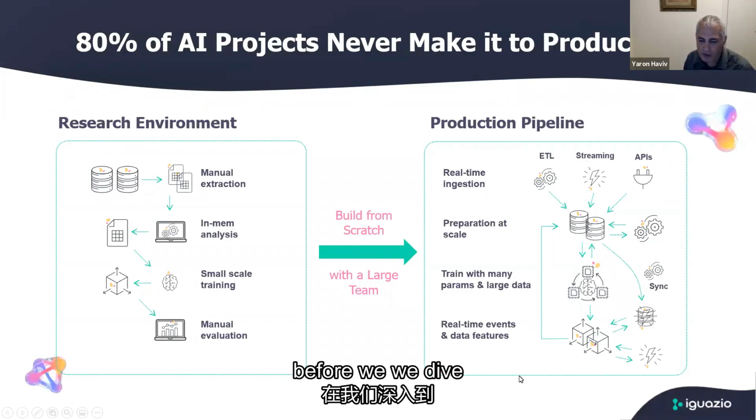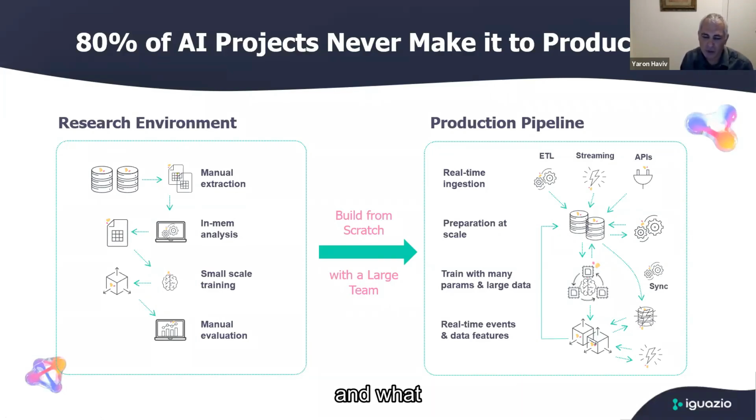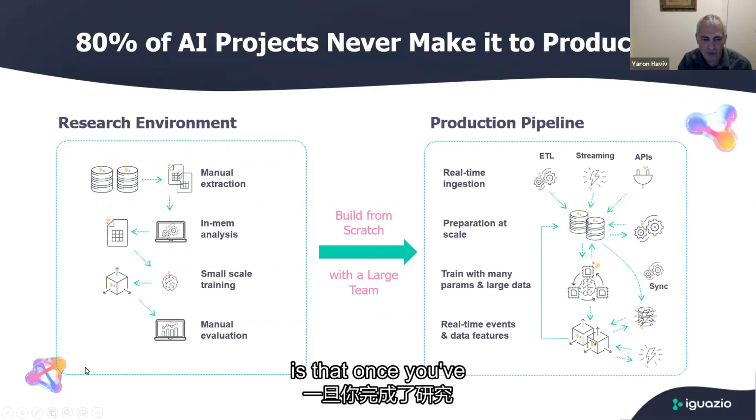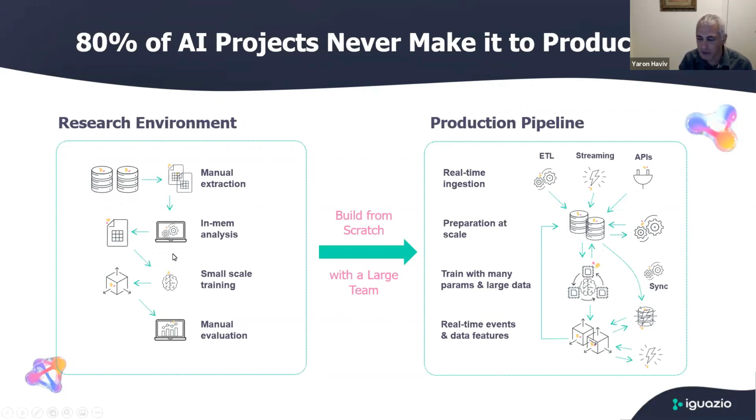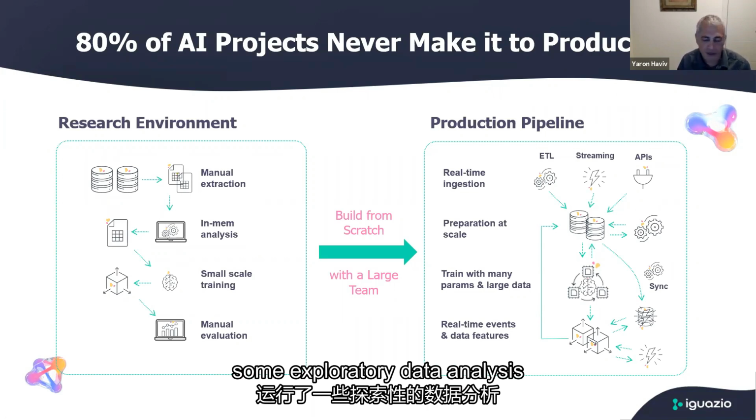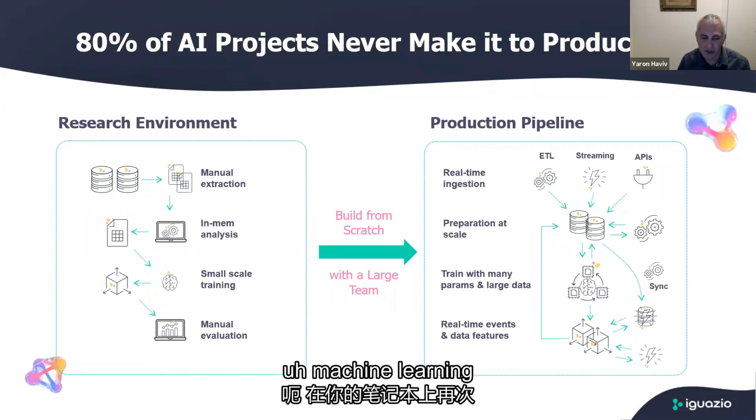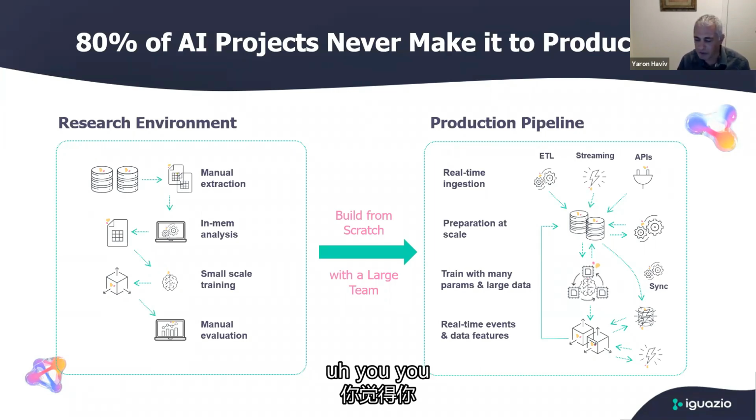So first, before we dive into the solution and what we're trying to solve, let's talk about the problem. The main problem today in machine learning is that once you've finalized the research and developed something at small scale, you extracted some data, ran some exploratory data analysis and machine learning in your notebook, and evaluated it, you feel you're ready, and now you need to create something that runs in production.